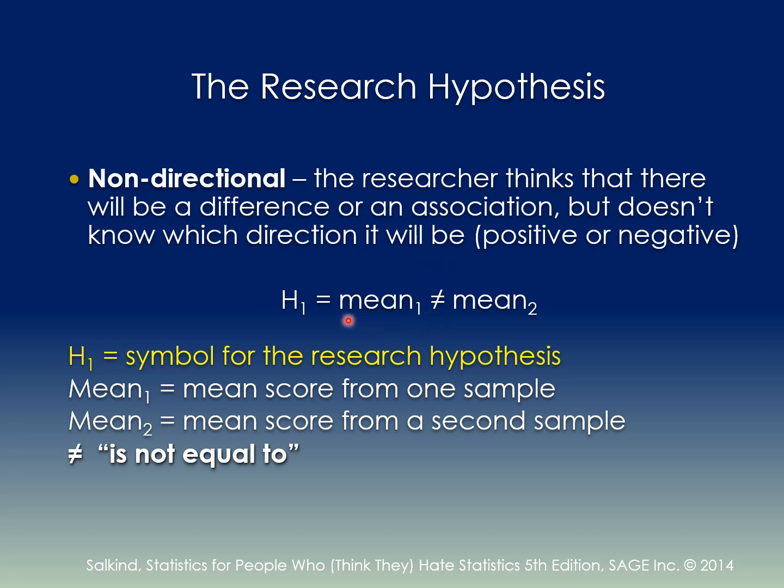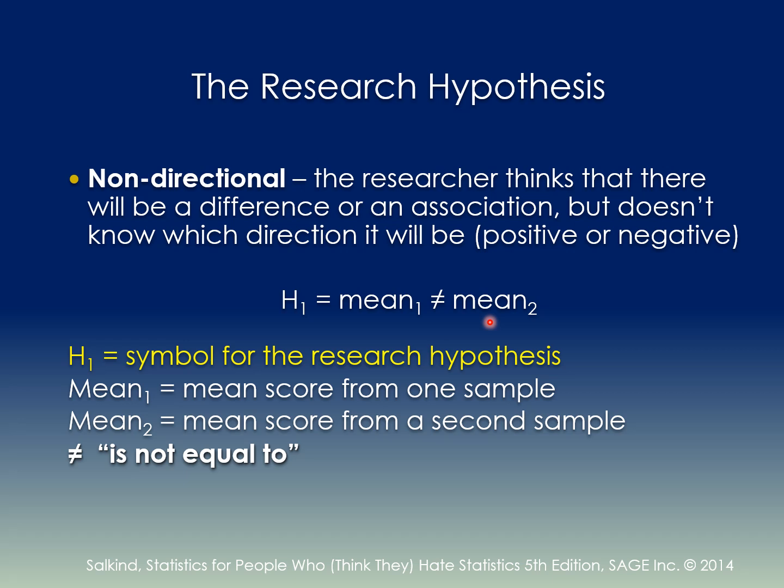Okay, so with a non-directional research hypothesis, we know that one of these means is going to be larger than the other. We just don't know which one it's going to be. This is why you've got an unequal sign here. And that's also why you don't have an equal sign in there. Okay, it's got to be an unequal sign. There it is down there. Because one of these things is going to be larger than the other. The researcher says, I'm just not sure which one it's going to be, but I think one of them will be.